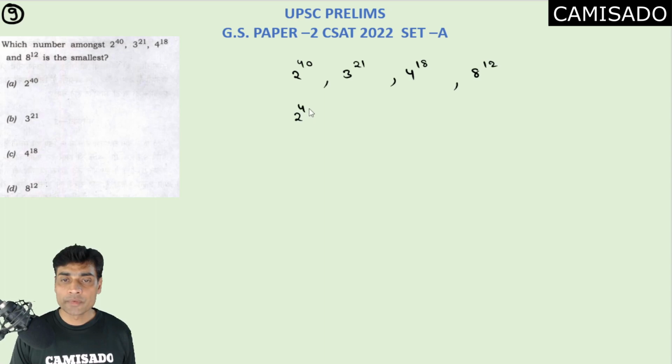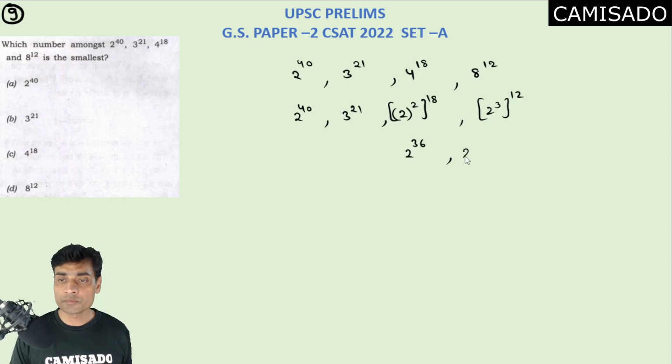Now when you break into smaller powers: 2 raised to power 40, again 3 raised to power 21, 4 raised to power 18 can be written as 2 squared whole raised to power 18, and here 2 cubed whole raised to power 12. So it's 2 raised to power 36, and it's 2 raised to power 36 again. Now 3 raised to power 21 and 2 raised to power 40. We need the smallest of these, so outrightly we can reject 2 raised to power 40. Now the fight is between 3 raised to power 21 and 2 raised to power 36.